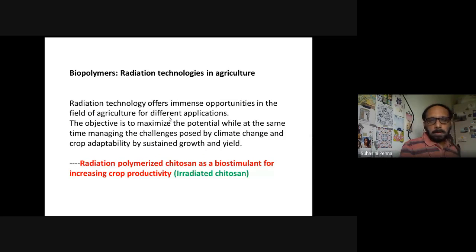Now, having explained one part of our radiation technology, I'll introduce you to the second topic, because it will be dealt with by one of our collaborators, Dr. Sunil Dalvi. Maybe in another 1 week, he will talk to you in detail about this particular radiation technology. This is also under our collaboration. My group has done a lot of work with Dr. Dalvi, and we have developed irradiated chitosan as a biostimulant for increasing crop productivity. We have done extensive field trials in sugarcane and other crops.